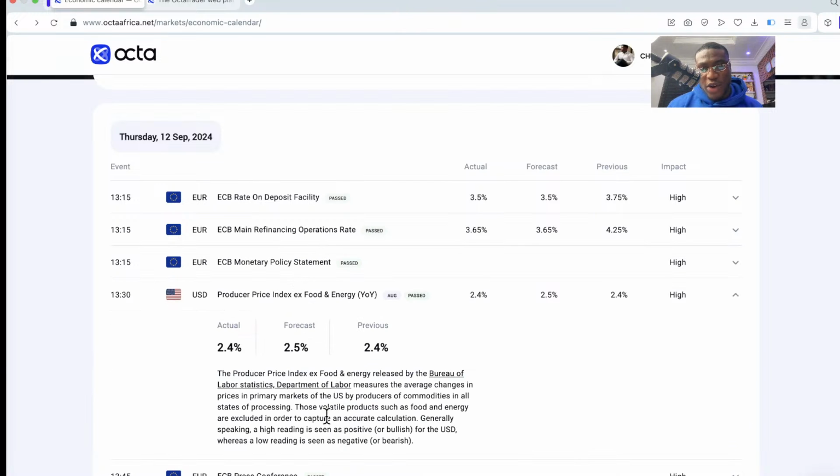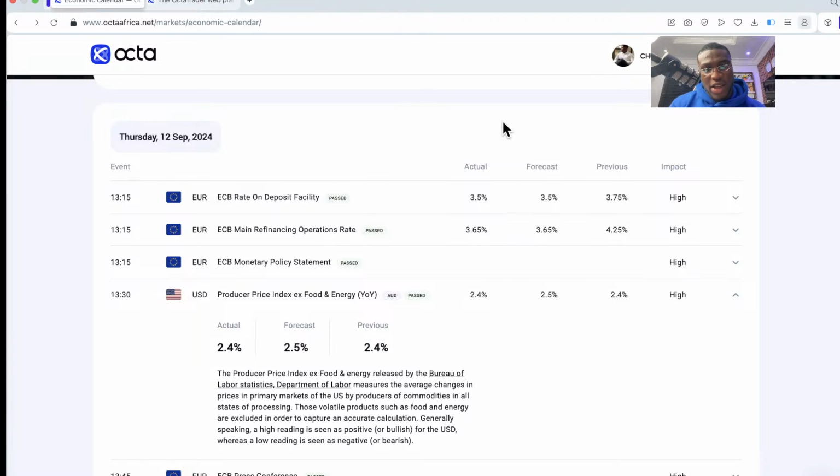All right. So, for example, let's say the producer price index excluding food and energy year over year has been released, and you can see that we have the same percentage that we had before. Now you'd see down here, speaking, a high reading is seen as bullish or positive for the USD, while a low reading is seen as negative. Now we had the same reading, so we're going to see probably a muted market because, you know, not much change in the producer price index year over year for the dollar.